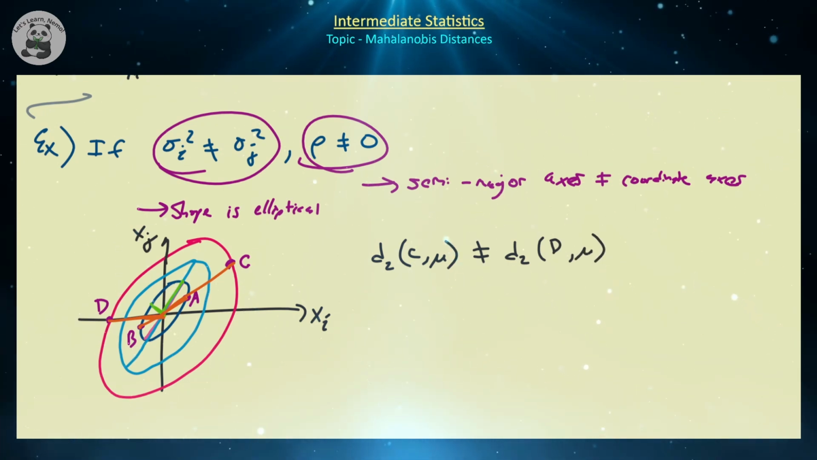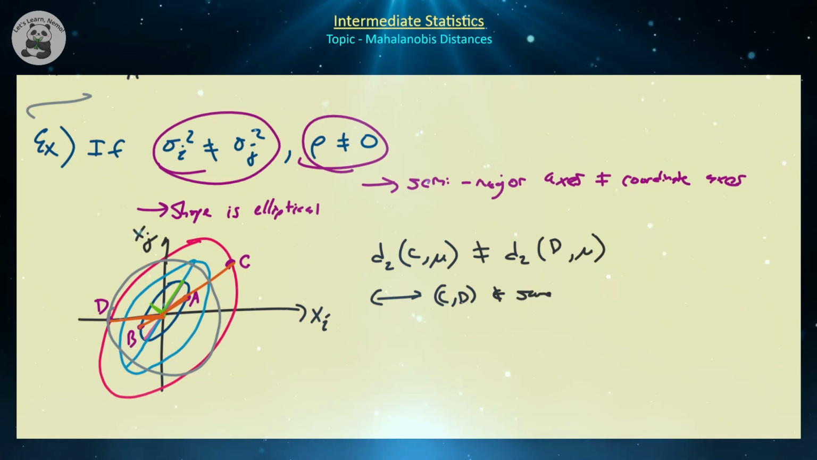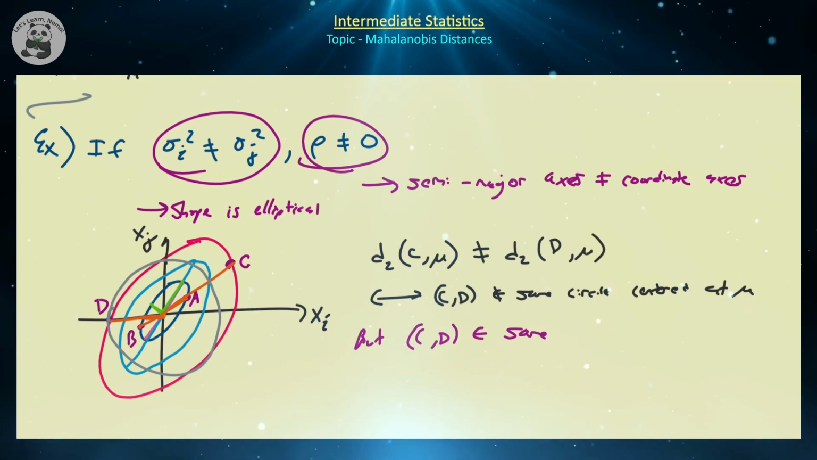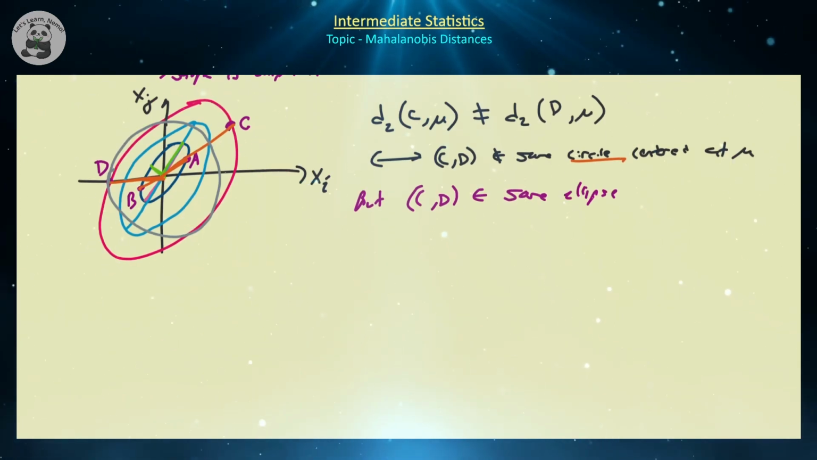If I were to draw a circle around D, C does not lie on that circle. So we can say that this is true if and only if C and D do not belong to the same circle centered at mu. But C and D do belong to the same ellipse. And we know that the shapes of the projections of a multivariate normal distribution, in the general sense, are elliptical. So comparing distances with circles is technically unfair for a multivariate normal distribution. So is there a way to measure elliptical distances rather than circular distances? The answer is, of course, yes, and that's what we refer to as the Mahalanobis distance.